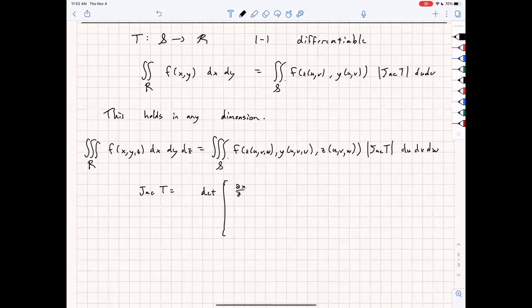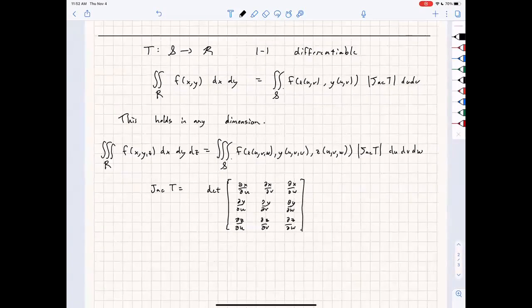So del x del u, del x del v, del x del w. Make sure it doesn't matter so much, but I want to keep consistent here. The del y del u, del y del v, del y del w, del z del u, del z del v, and then del z del w. So this is what the general 3-dimensional change of variables looks like.